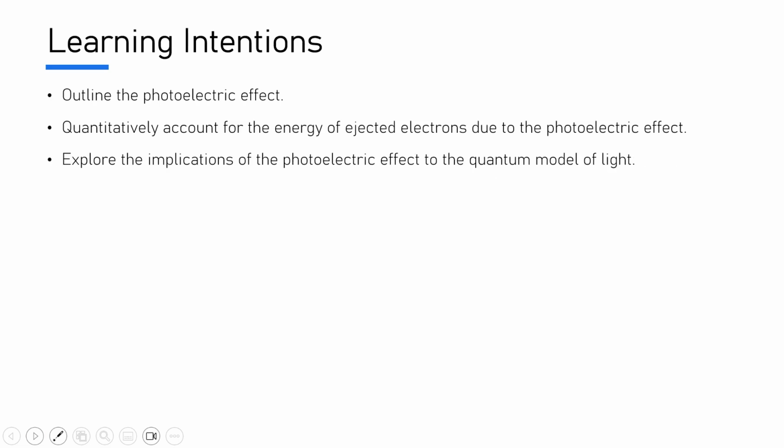So to be able to get there, we have to talk about what the photoelectric effect actually is and how it works, and then be able to quantitatively account for some of the energy changes that occur when electrons are ejected from a metal when the photoelectric effect occurs. And then we're going to be talking about the implications for how this fits with the quantum model of light.